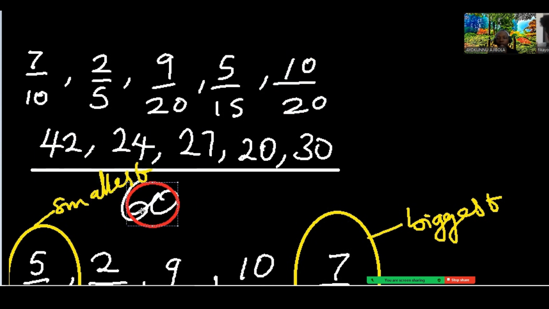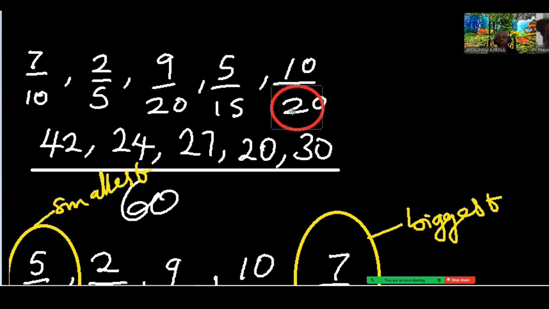We want to find a common denominator. 20 is the biggest number, but 15 cannot divide 20. So we'll go for a multiple of 20. 40. Can we use 40? No, because 15 won't divide it. Then can we use 60? 30? 30 is not a multiple of 20. Is that clear?